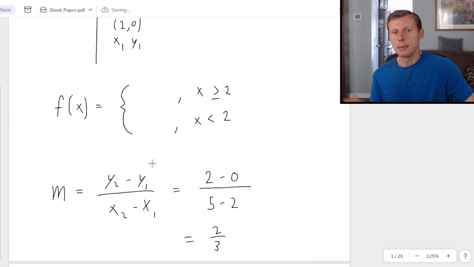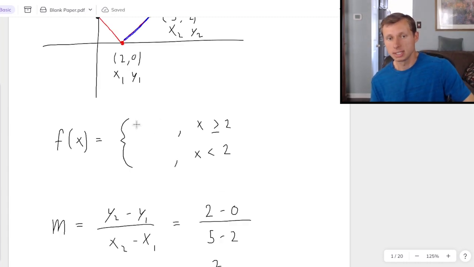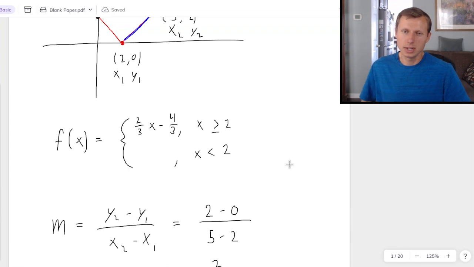So then finally, plugging that equation into my top piecewise function, it's going to be y equals mx plus b form, 2/3 x minus 4/3. And there we go, we're halfway done with the problem. Honestly, that's the difficult half. The x is less than 2 case is much easier.